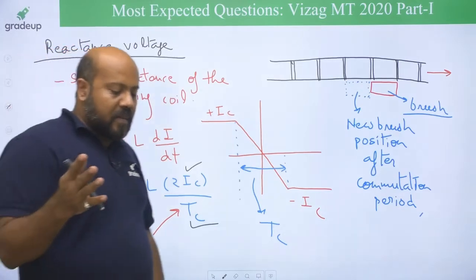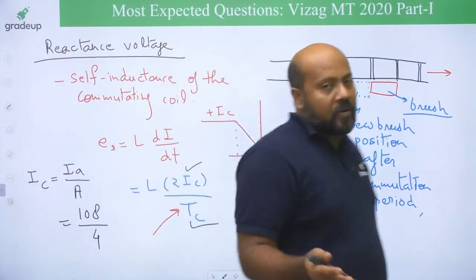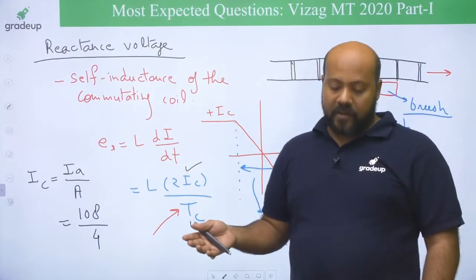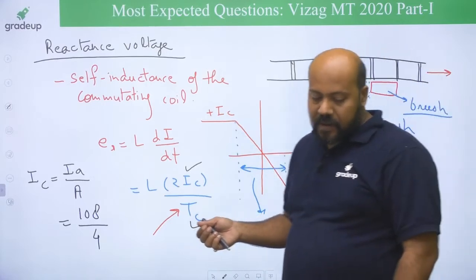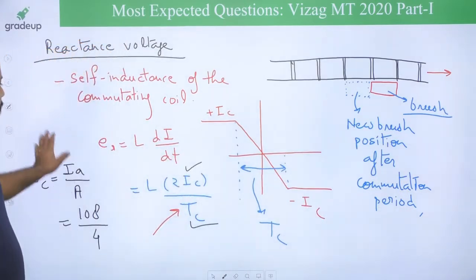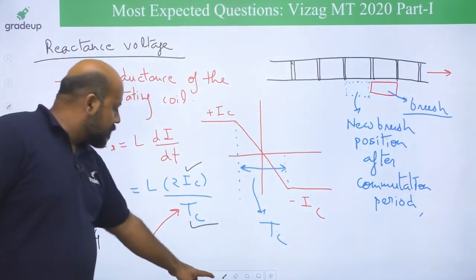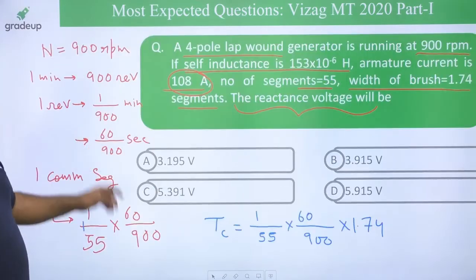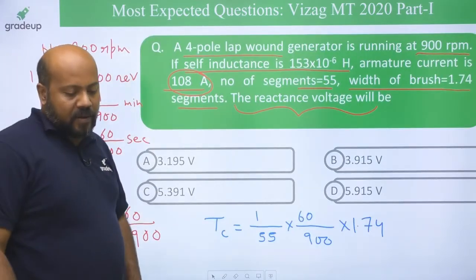At least, say yes or no. Yes sir, we are getting it, at least. Are you getting this? Has anyone calculated? What is the answer? Tell me. What is the answer you are getting? And if you want me to repeat how to find the commutation period, I can repeat also.